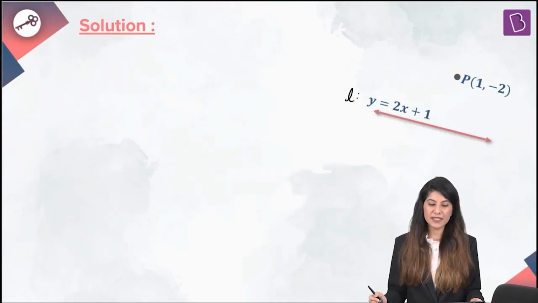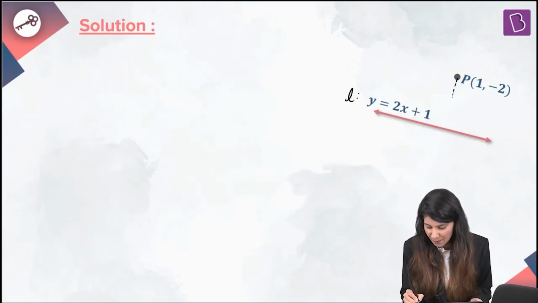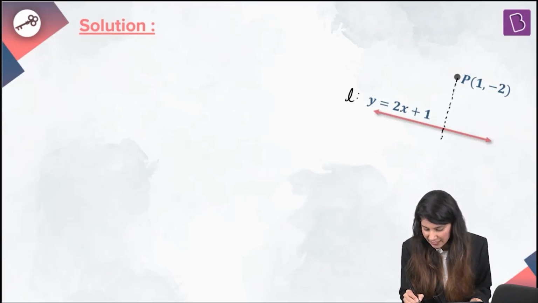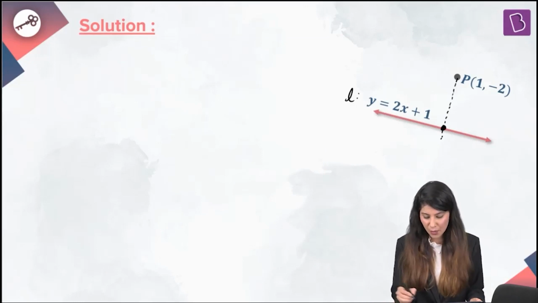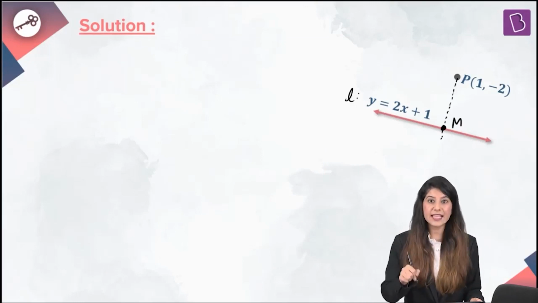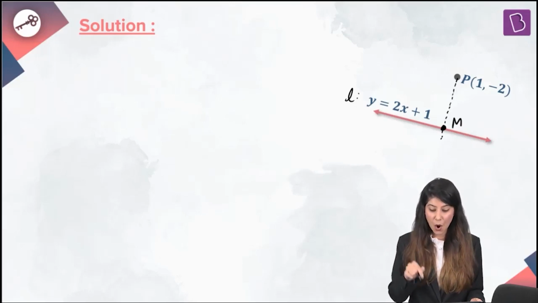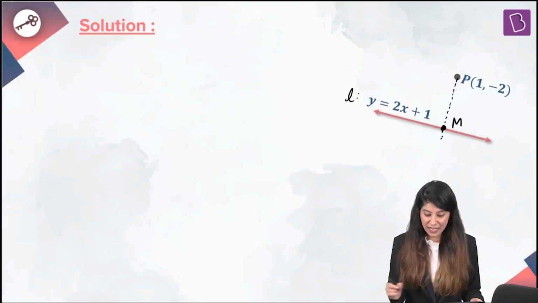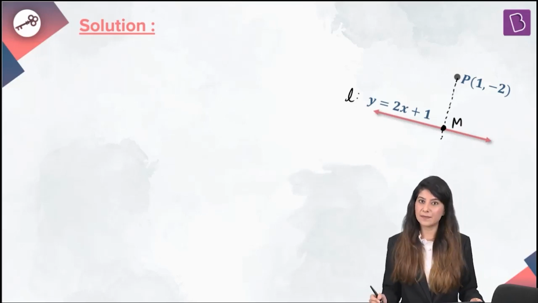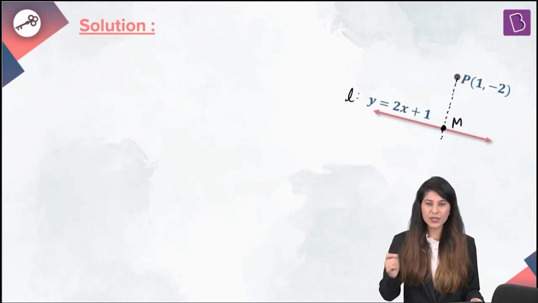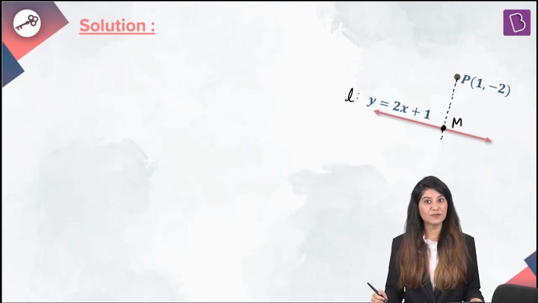From this (1, -2), I have to draw a perpendicular such that the intersection point is M. And this M is nothing but the foot of the perpendicular from P on this line L. And we are interested in the coordinates of M. As simple as that. Now, how to get the coordinates of M, which is the foot of the perpendicular?